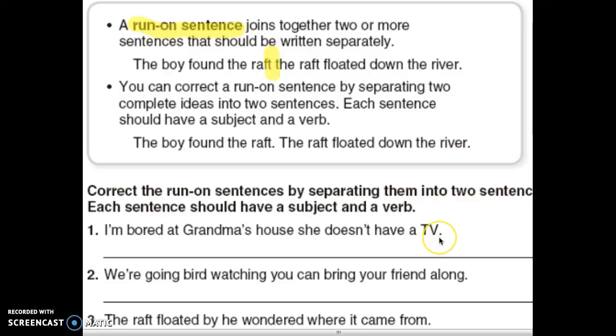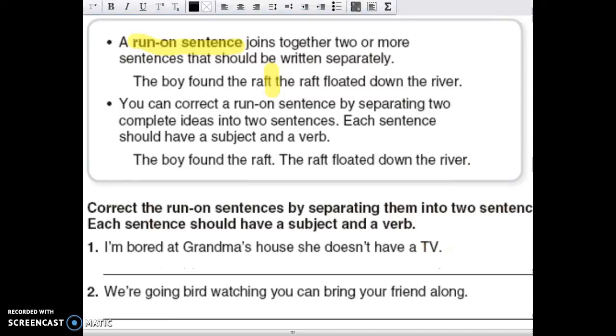This is page 25, boys and girls. Okay? So we're going to do at least one together, and then I will send you on your way to practice on your own. Okay. So each separate thought has to have a period separating it, okay? So in the first one it says, I'm bored at Grandma's house. She doesn't have a TV.